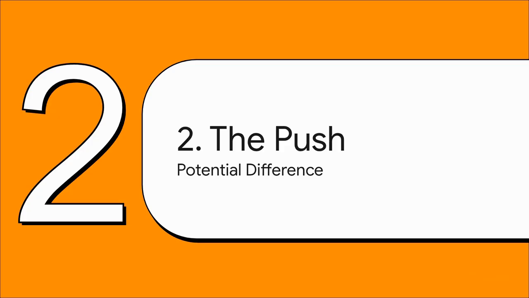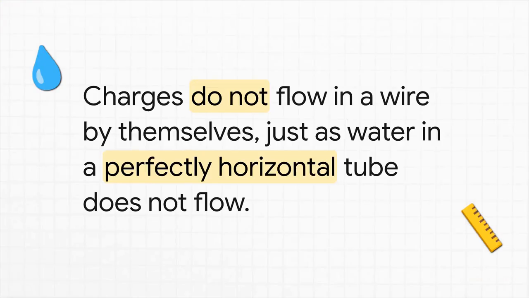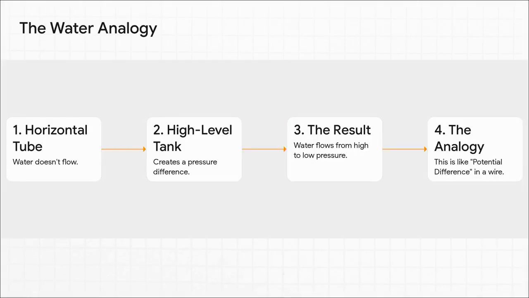Well, that brings us to the second character in our story, the push. Think about it like this for a second. If you have a tube full of water, and it's just lying there perfectly flat on a table, that water isn't going anywhere, is it? It just sits there. Well, the charges inside a wire are exactly the same. They need some sort of nudge. And this is where that water analogy is so helpful. So imagine you take one end of that tube and hook it up to a big tank of water that's held way up high. What did you just do? You created a pressure difference, and instantly that water starts flowing from the high pressure end to the low pressure end. Electricity works on the very same principle, but instead of using gravity, it uses a kind of electric pressure.